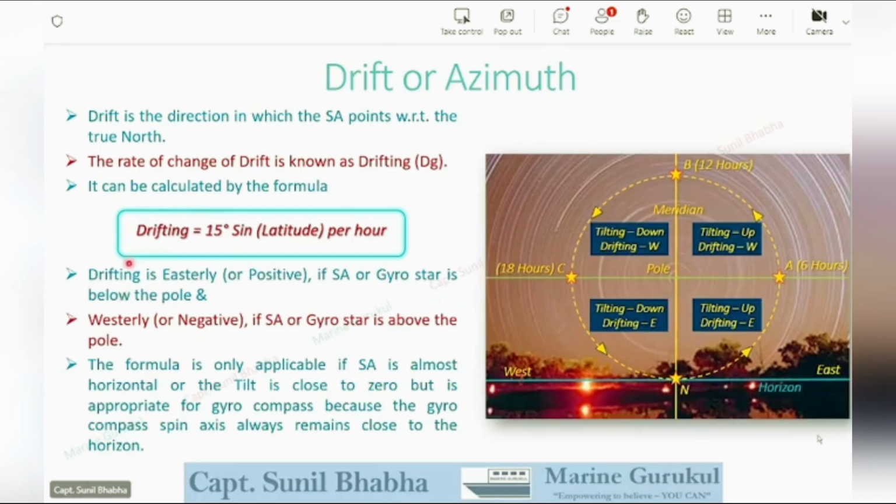So we will not be or cannot use this formula to find the drifting of the star throughout its motion, but it is appropriate for us for the purpose of a gyro compass. Clear up to here, beta?